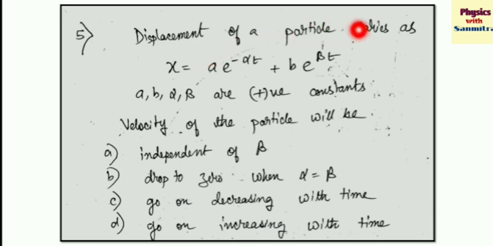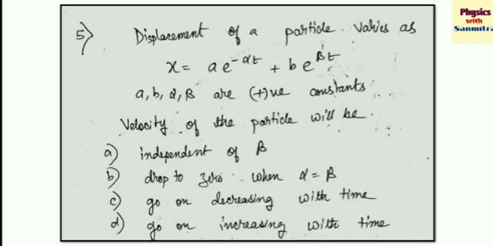Next, displacement of a particle varies as x is equal to a e to the power minus alpha t plus b e to the power beta t, where a, b, alpha, beta are positive constants. Velocity of the particle will be: option A, independent of beta; option B, drop to 0 when alpha is equal to beta; option C, go on increasing with time; option D, go on decreasing with time.